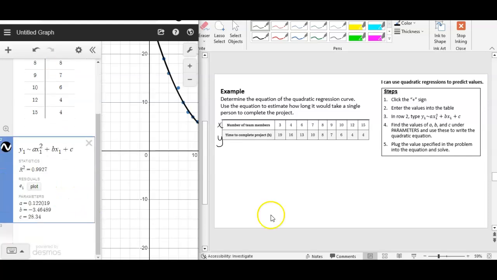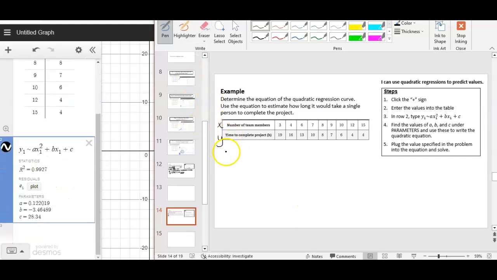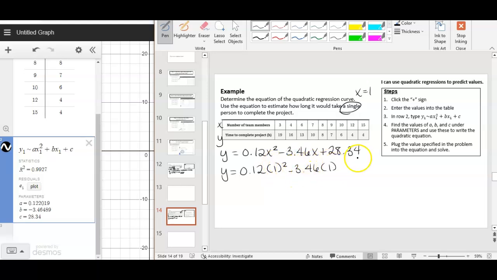Okay, so down here in parameters, it gives me the values I need to write my equation. So I have y equals 0.12x squared minus 3.46x and then plus 28.34. So it says how long would it take a single person to complete the project? So remember, a single person is going to be x equals 1. So we have y equals 0.12 times 1 squared minus 3.46 times 1 plus 28.34.